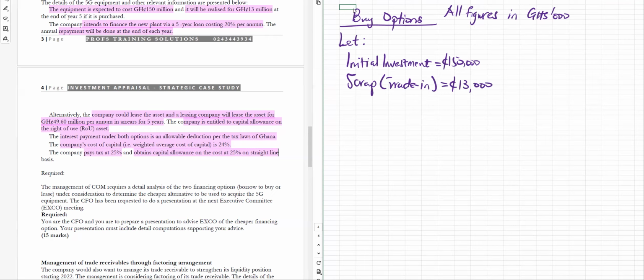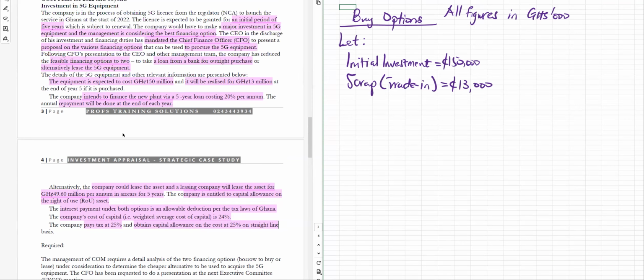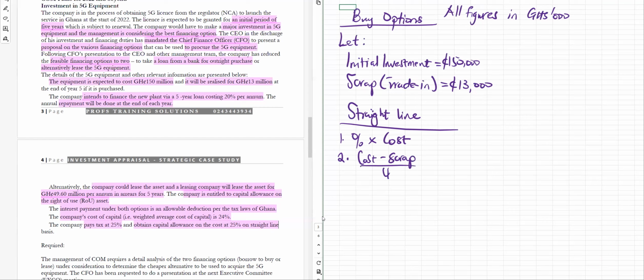Now, since you are dealing with the buying option, you are going to get all the details because they said one, we are going to get capital allowance at what? 25% on straight line, at cost. Now, remember straight line depreciation can be calculated in three main ways. Either one, we get a percentage on cost, which we have already been given, or two, you do cost minus scrap value over the useful life. That is when the question is silent.